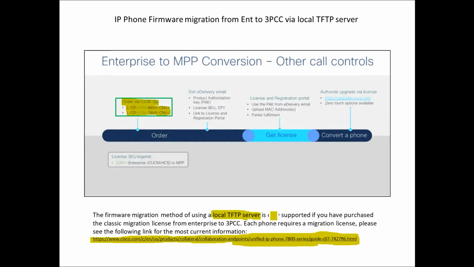And again, just to reiterate, this method is only supported if you have purchased a classic migration license from Enterprise to 3PCC. And a license is required for each phone for the migration. And then this link goes into the details about a lot of different topics related to firmware migration from Enterprise to 3PCC and vice versa.